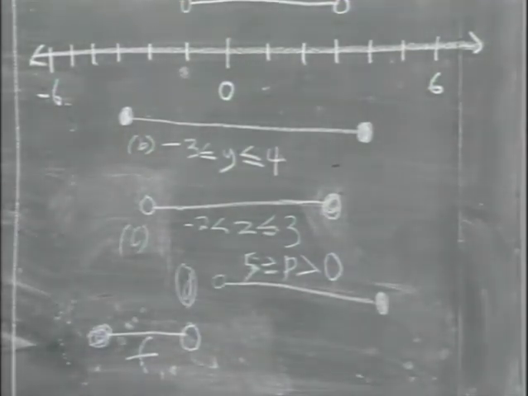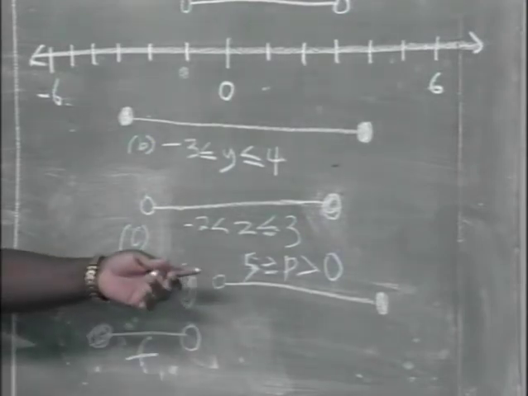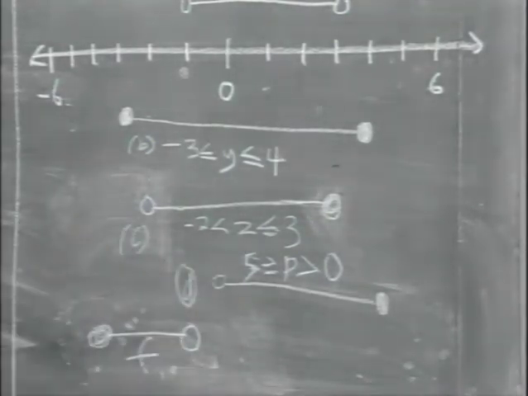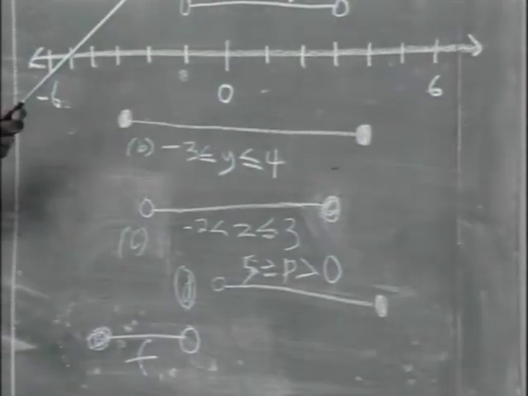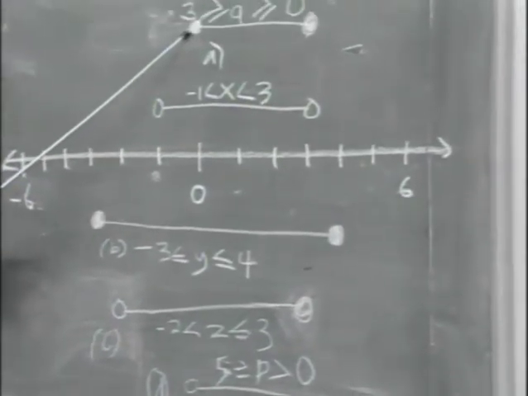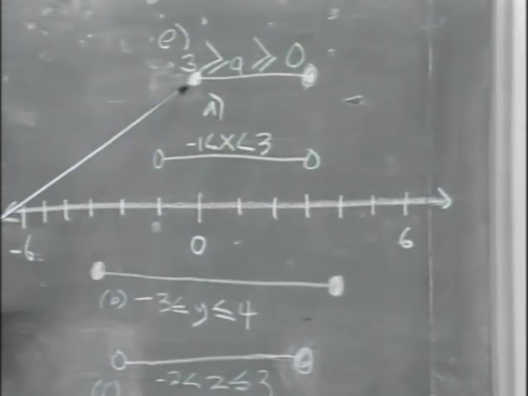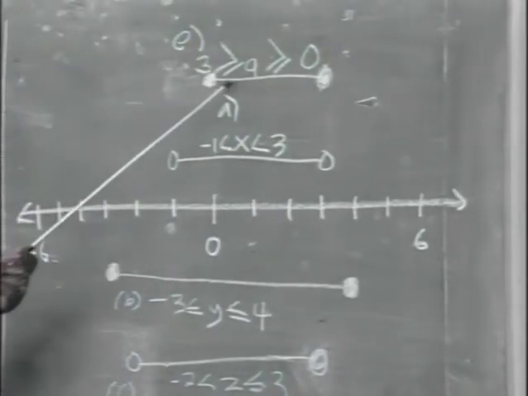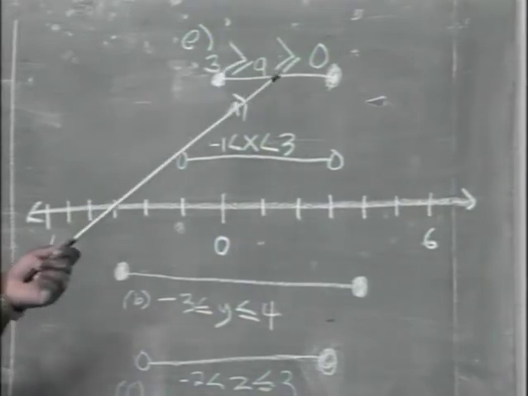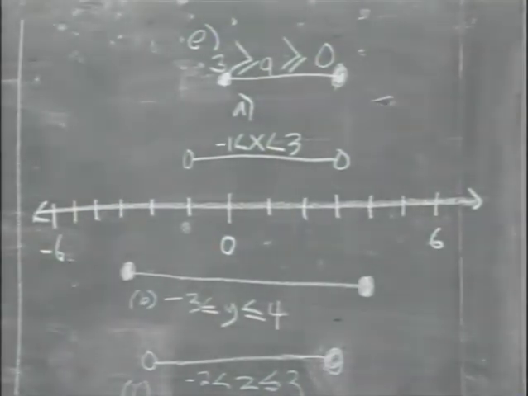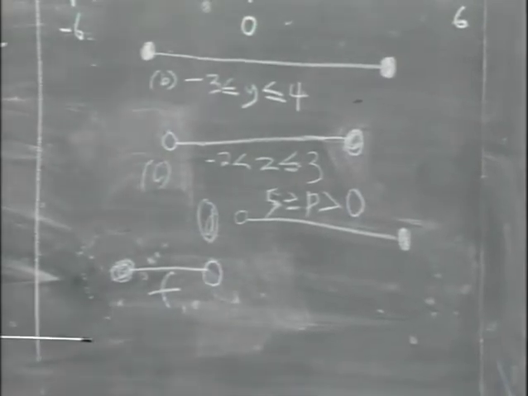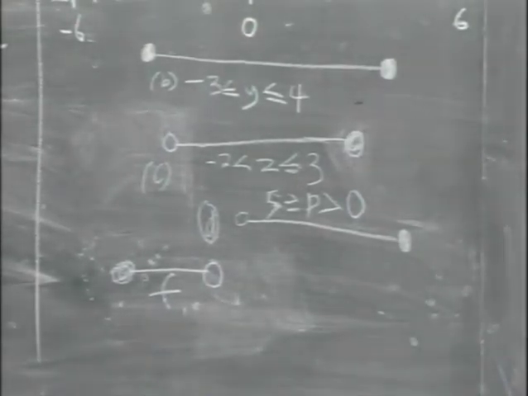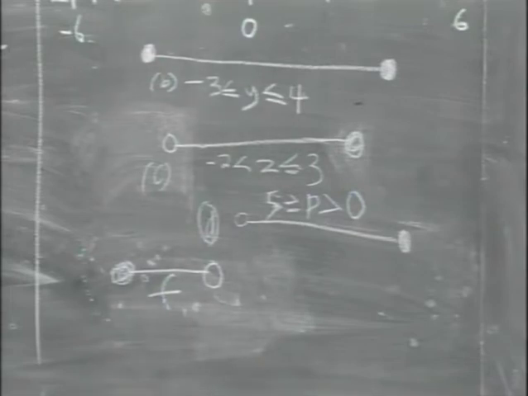Usually, not always, the less than sign is the sign that is used most of the time. Okay, and letter E: 0 is less than or equal to Q, which is less than or equal to 3, or 3 is greater than or equal to Q, which is greater than or equal to 0. And letter F should be minus 1 is greater than R, which is greater than or equal to negative 4.